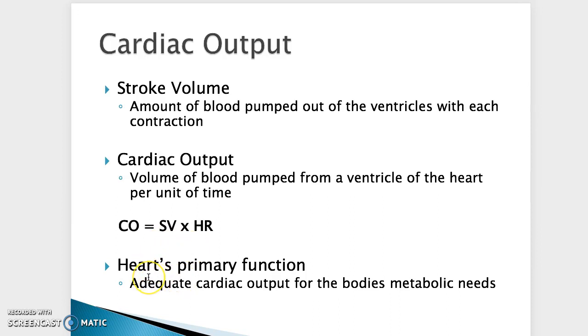All right, so cardiac output is the heart's primary function. It essentially dictates whether or not the body's metabolic needs are met. All right, so if the cardiac output is sufficient, it has to meet some threshold, and assuming it meets that threshold, the patient's metabolic needs, the oxygen needs of the tissues, are met.